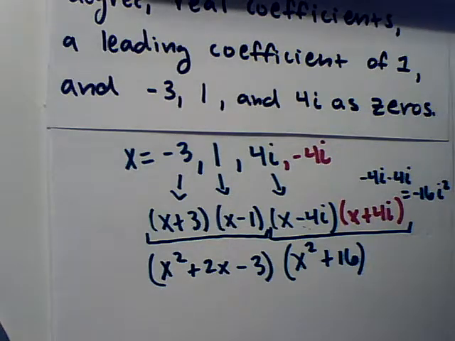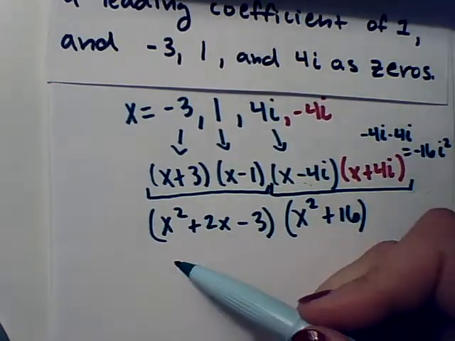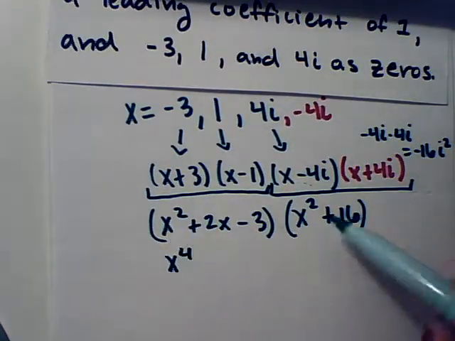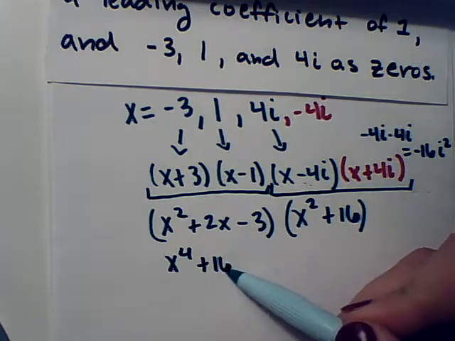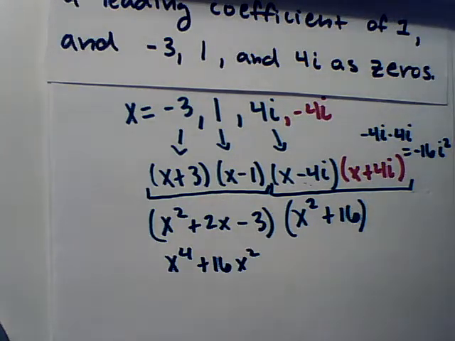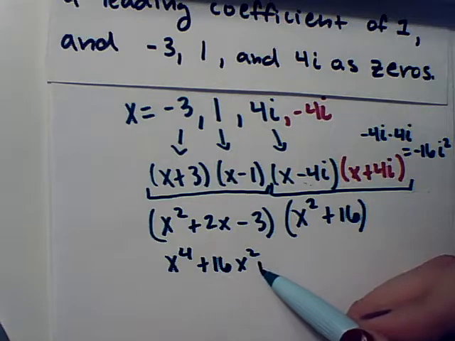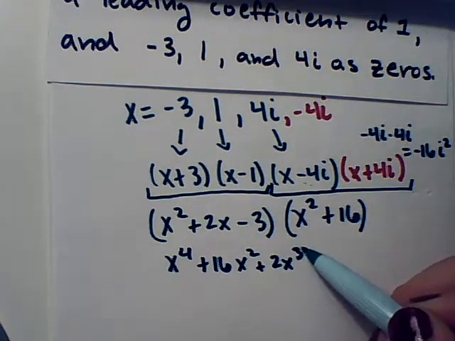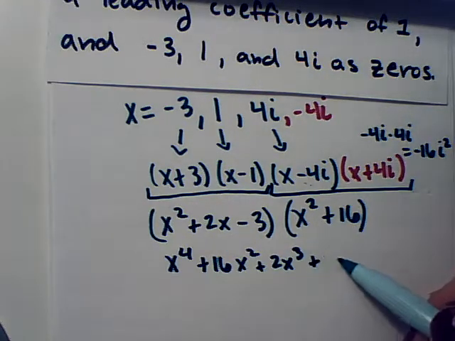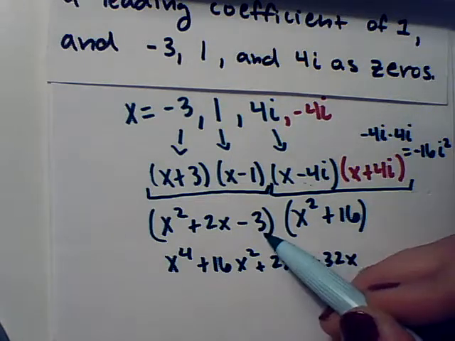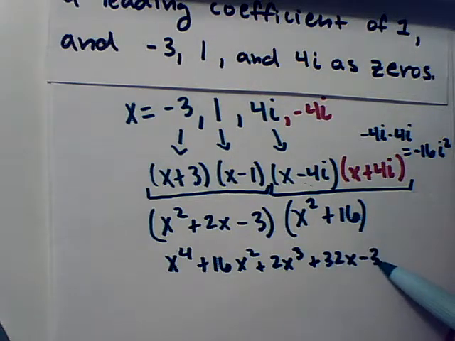X squared times x squared would be x to the 4th. X squared times 16 is plus 16x squared. 2x times x squared is plus 2x to the 3rd. 2x and 16 is 32x. -3 and x squared is -3x squared. -3 and 16 is -48.